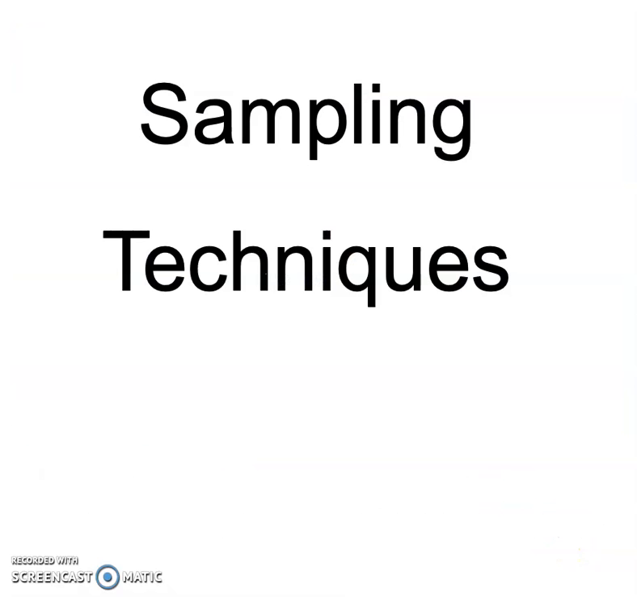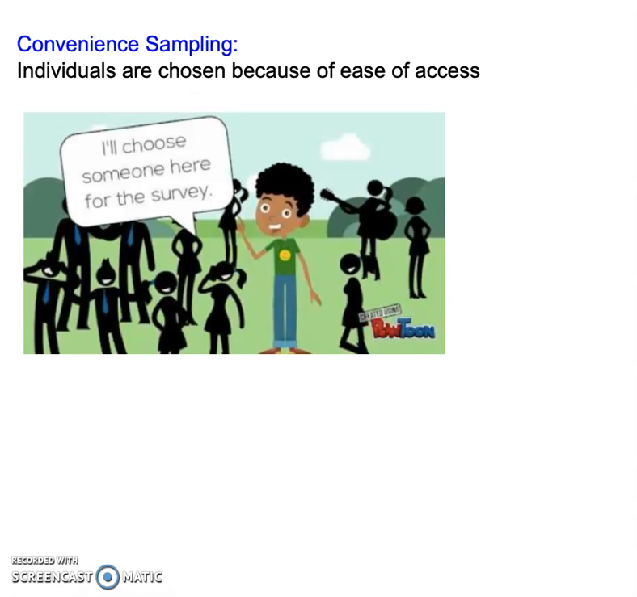All right, new topic, sampling techniques. The first being convenience sampling. This method of sampling is where you pick the people that are easiest to get access to. When I'm doing this in my classroom, oftentimes it ends up being the students I'm looking at in the classroom, because they're the ones I have the easiest access to.